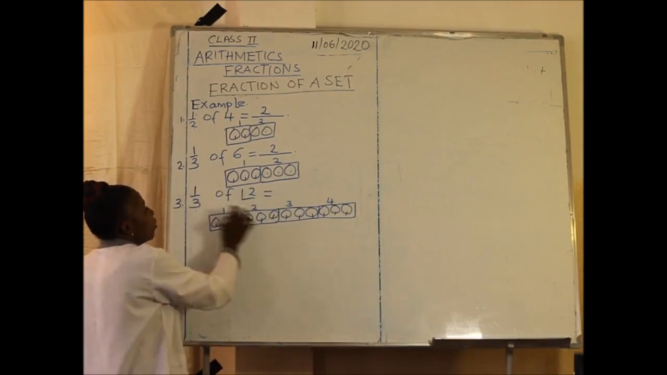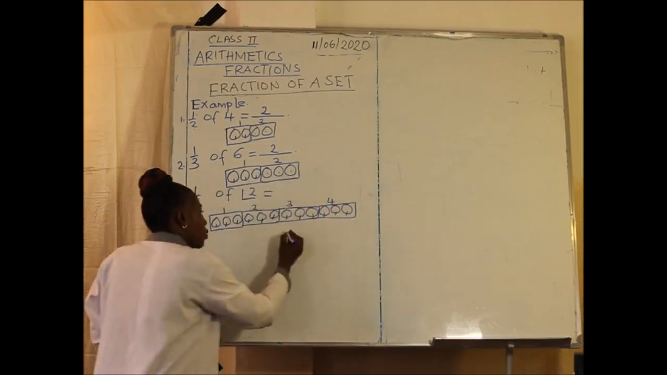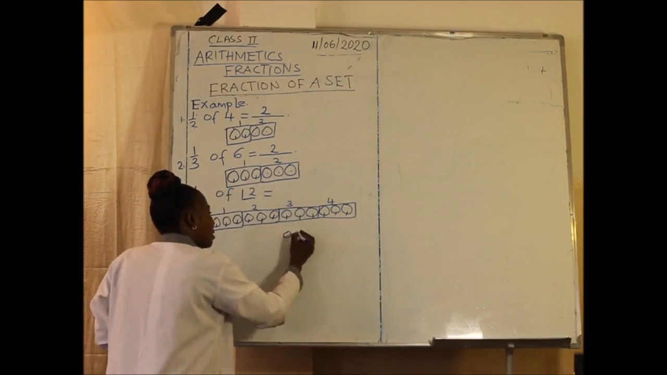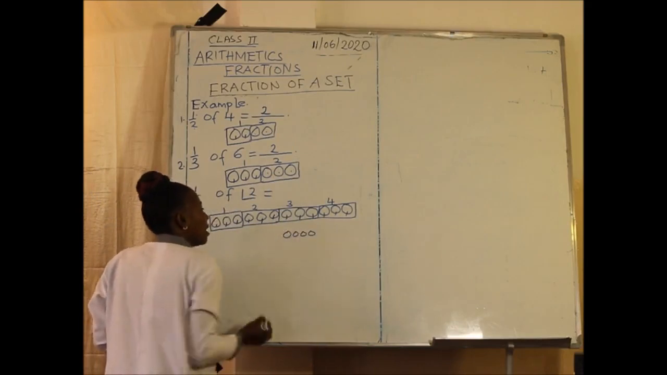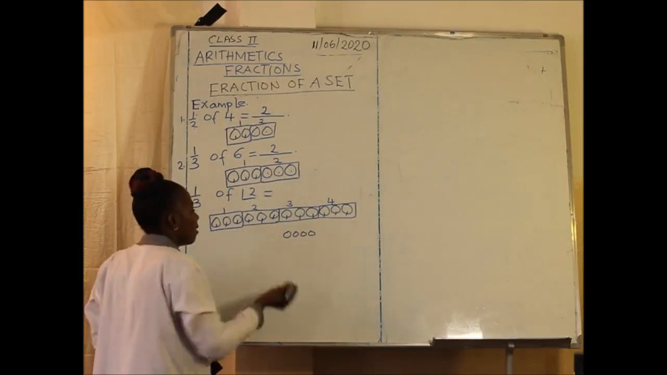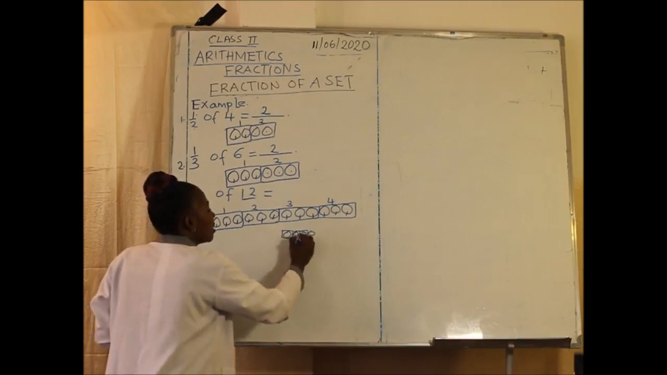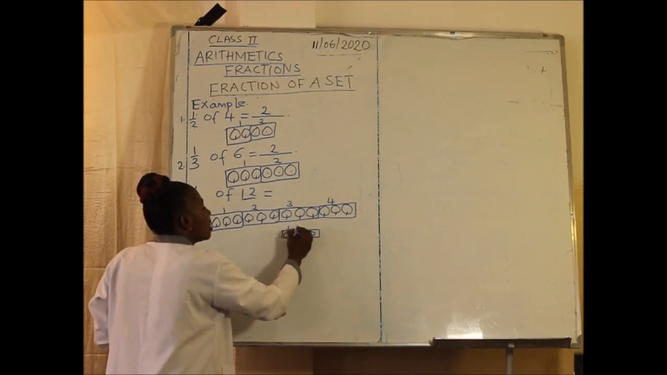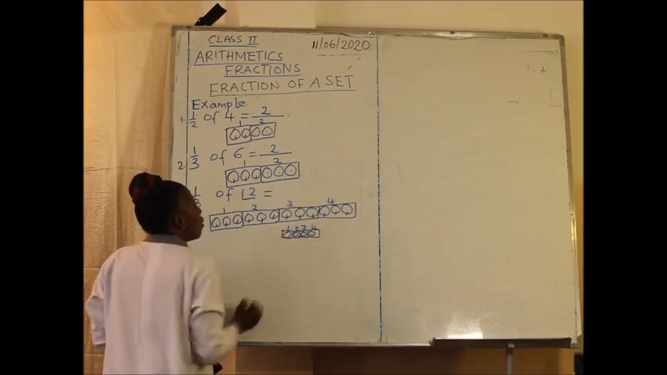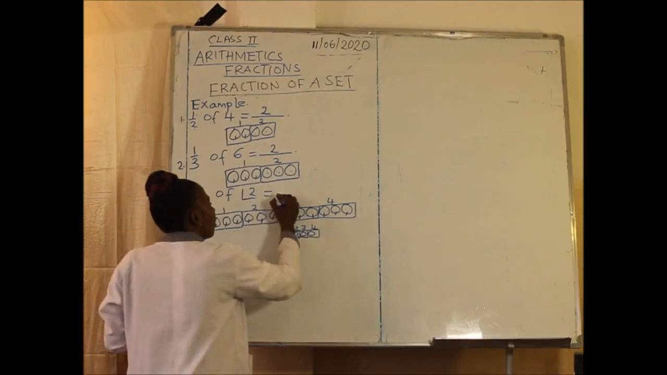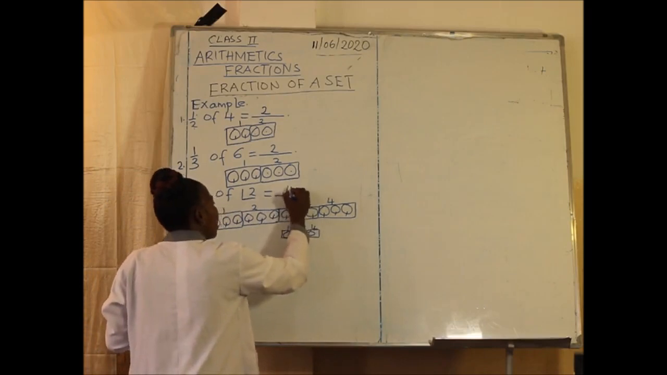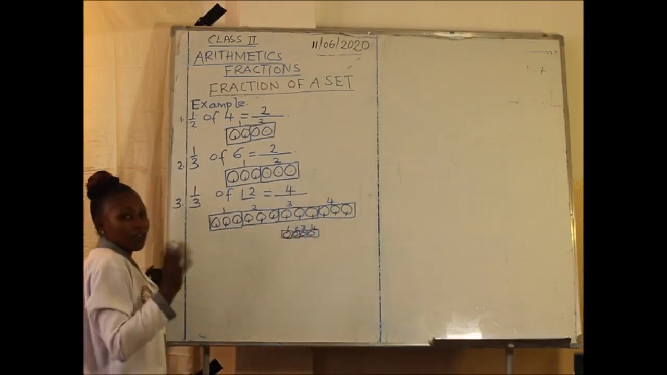Now, how many 1 do we have in 4? So you might draw balls like this, 1, 2, 3, 4. Then ask yourself, how many 1s do we have? So we have one group, the first group of 1, the second one, the third one, the fourth one. So the answer will be the same. That is 4. So where are we supposed to write the 4? We have to write number 4 here. So the answer will be 4.